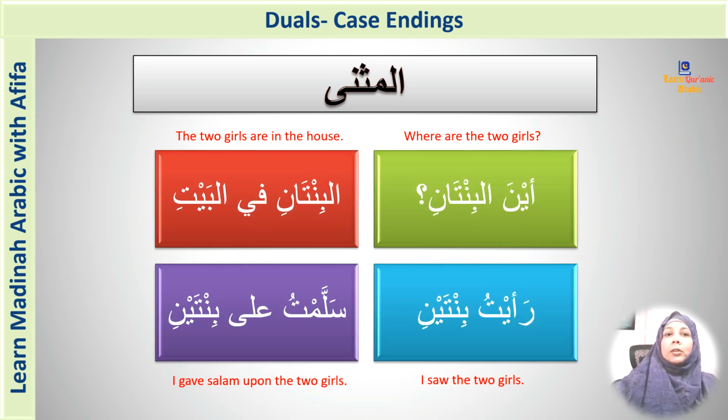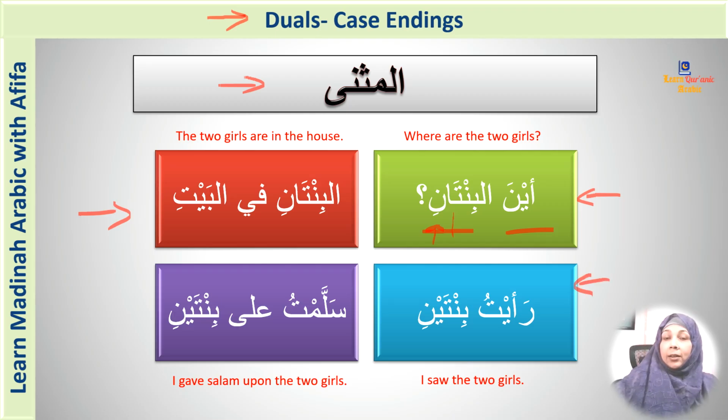So now let's go over some examples of the dual case endings. So in Arabic, duals is al-musanna. Okay, so let's take an example here with this sentence where I'm asking, Aina al-bintane? Where are the two girls? Aina means where? Al-bintane, two girls. Okay, so the ending is with the alif and the noon, which shows that we're talking about two girls and it's in the marfu case. So you can answer, Al-bintane fil baiti. The two girls are in the house.